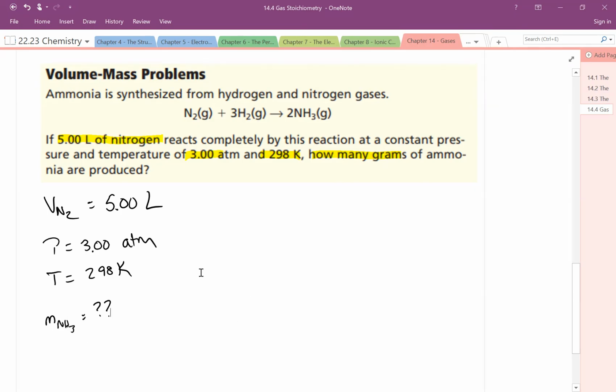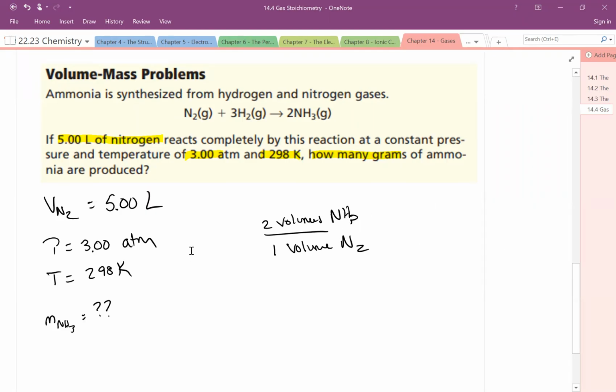So let's begin solving for this. If I look up in my balanced chemical equation, I can see that for every 1 liter or 1 volume of nitrogen, volume of N2, I have that here, is going to create 2 volumes of ammonia, NH3, okay?